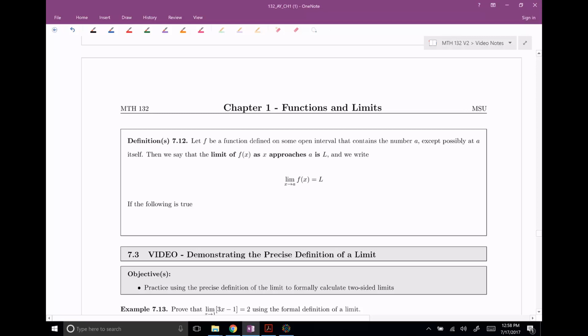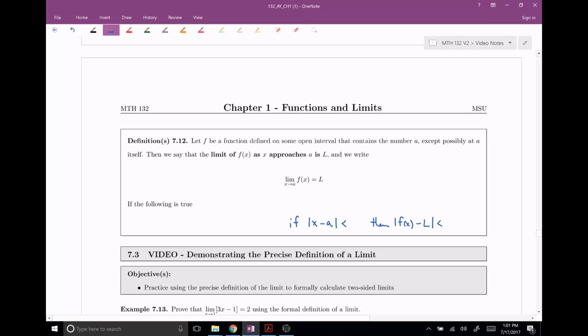Then we say that the limit of f of x as x approaches a is L, and we have this nice notation which we've brought up several times now, if the following is true. All right, and here's how it goes, right? We want that if x is close enough to a, so I'm going to go ahead and start writing here, if x is close enough to a. The way we measure closeness is with the absolute value, so it's within some distance away. Then f of x should be as close as we would like to that L value.